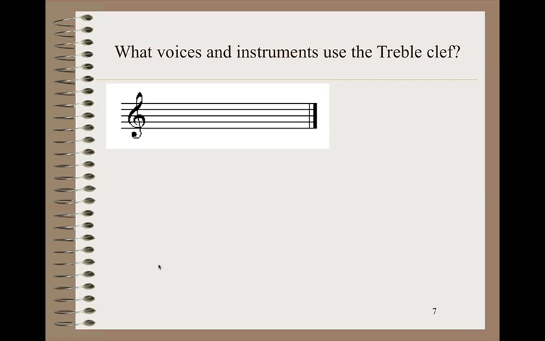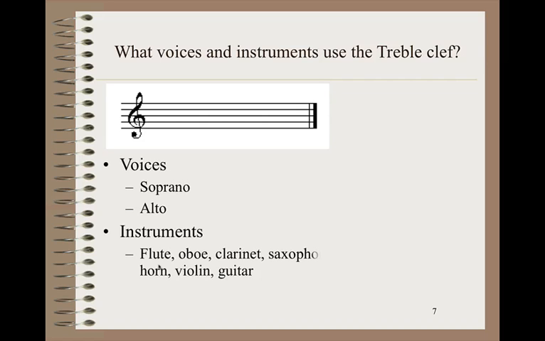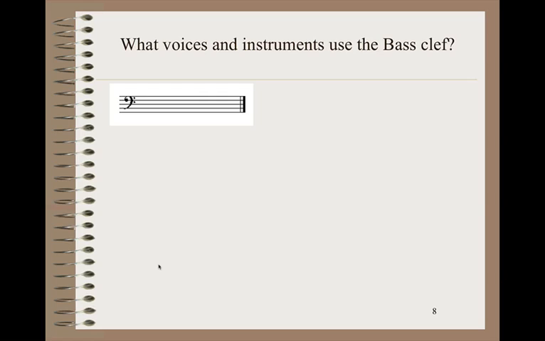When you think of the treble clef, what voices and instruments use the treble clef? Let's start with the voices. What voices are used on the treble clef? All you vocal majors. Well, of course, the soprano and the alto. How about the instruments? What instruments are used on the treble clef? Well, the flute, the oboe, clarinet, saxophone, trumpet, French horn, violin, guitar, maybe even a few more that I haven't even included there.